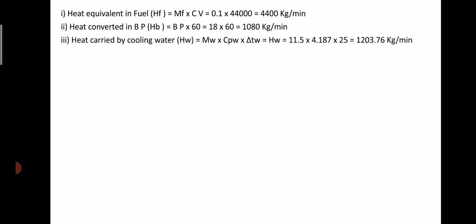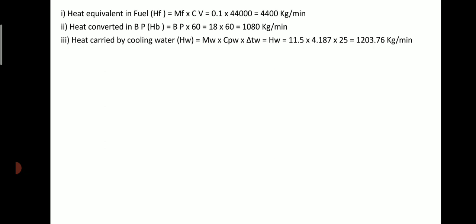So first calculation is heat equivalent in the fuel. The formula is mass of fuel multiplied by its calorific value. So mass of fuel is 0.1 and calorific value of the fuel given in the problem is 44,000. So 4400 kJ per minute, that is the heat equivalent in the fuel. After that, heat converted into brake power, the formula is brake power multiplied by 60. So brake power is 18, multiplied by 60, we will get 1080 kJ per minute. This is the heat converted into brake power.